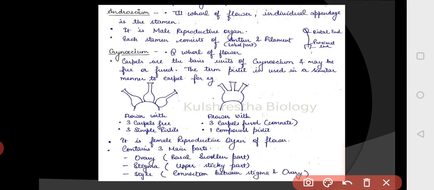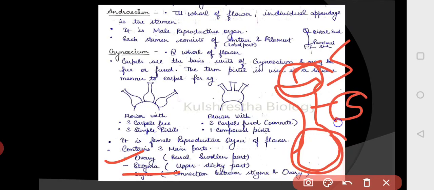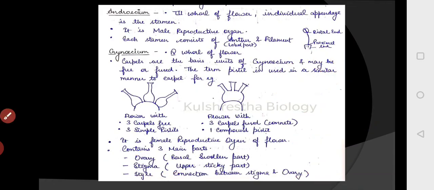Now this gynoecium contains three parts: stigma, style and ovary. Ovary is the lower part. It is the basal swollen part which contains ovules inside. Stigma is the upper, sticky part. Let me draw. This is the stigma, this is the style, which is the connection between the stigma and the ovary. Ovary is the swollen part which contains ovules inside. Okay, this is about gynoecium.